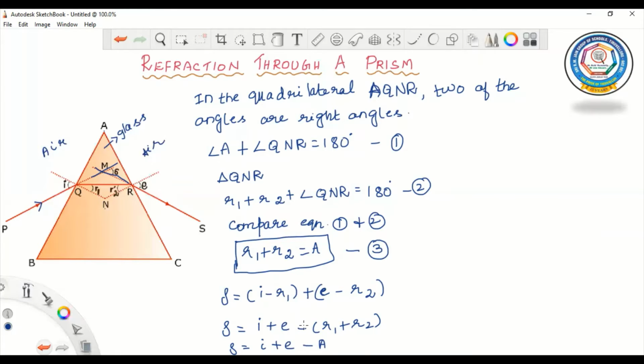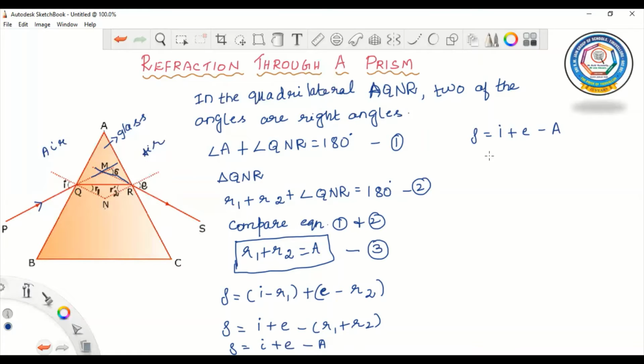So this is also again very, very important here, children. The deviation is equal to I plus E minus A. This is a very important relation. We can also write it as I plus E is equal to delta plus A. So the sum of the angle of incidence and angle of emergence is equal to the sum of the angle of deviation and angle of prism.